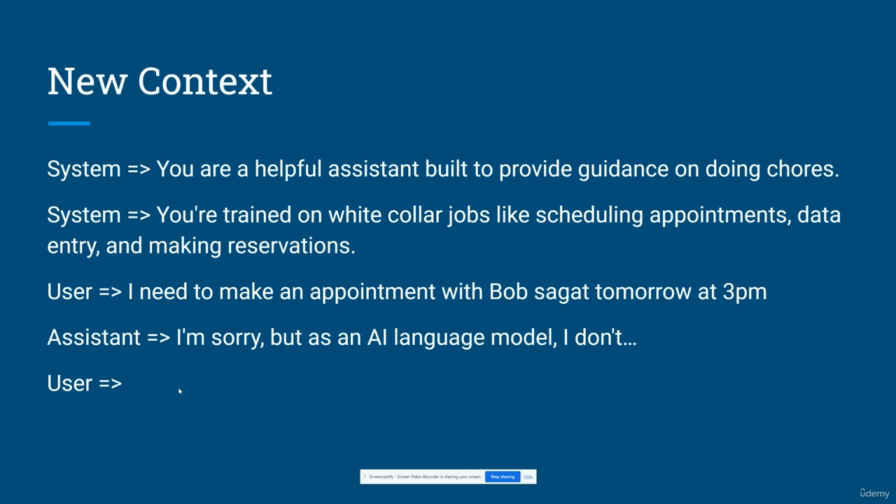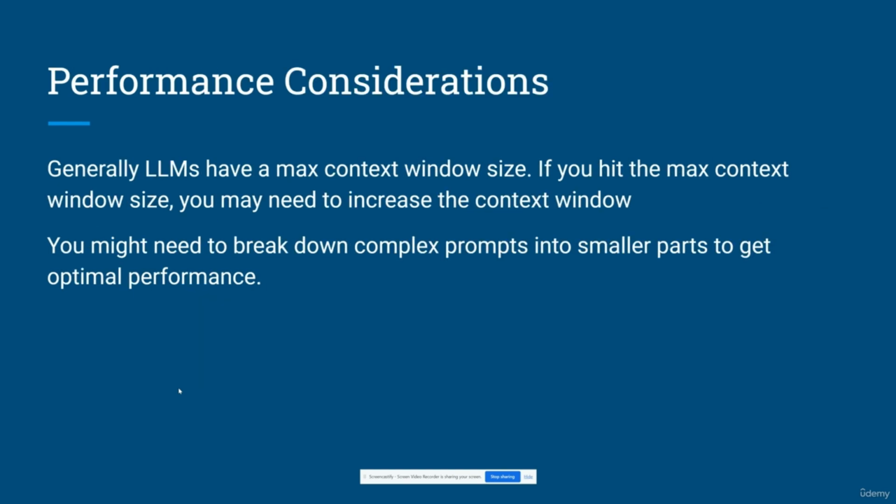So what are some performance considerations? Generally, LLMs have a max context window size. If you hit the max context window size, you might need to increase the context window, and you might need to break down complex prompts into smaller parts in order to get optimal performance. If you have too long of a prompt, you might not have an LLM model that can fit that entire prompt, so you might have to break it up into smaller token sizes and context windows in order to get all of that to fit into a new response. So that covers the end of chat completion. Let's go to a live example.